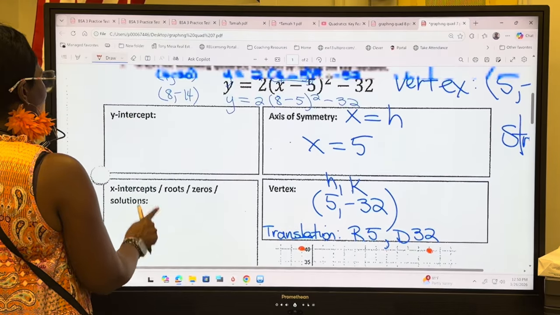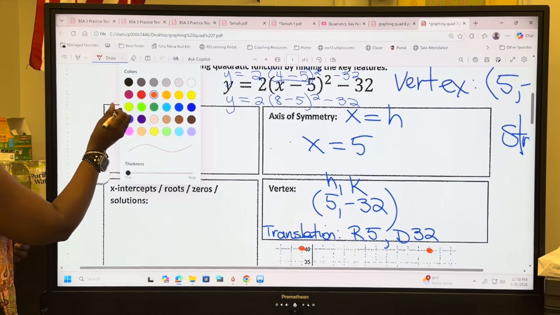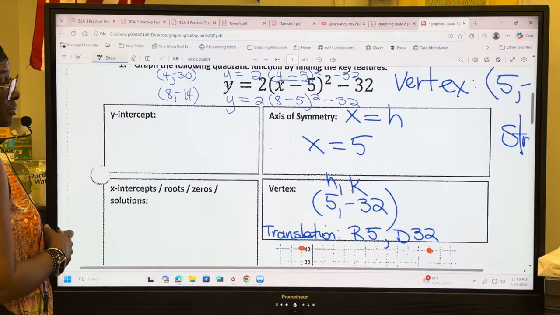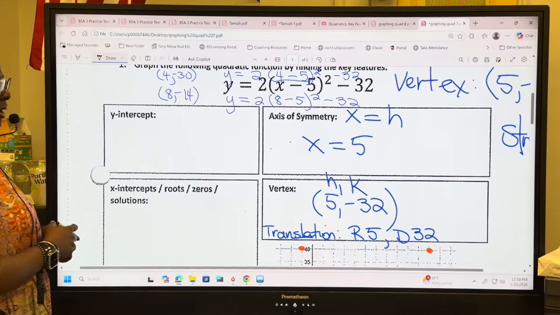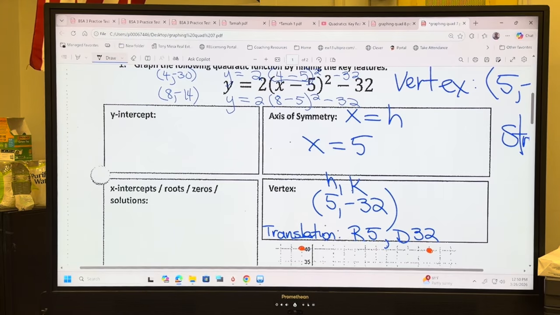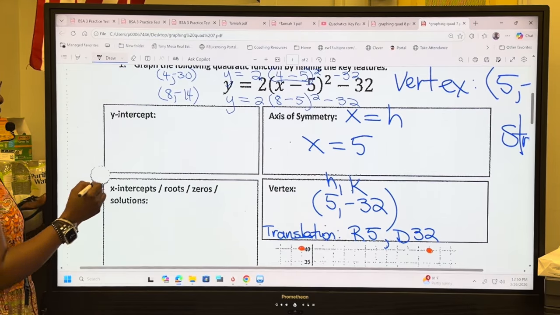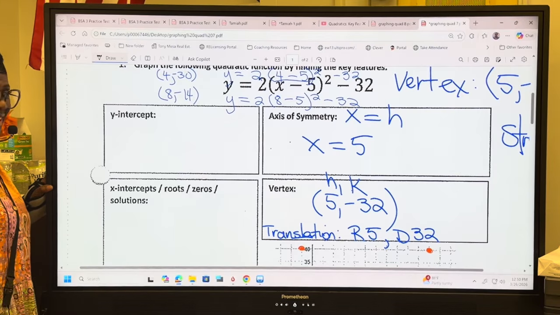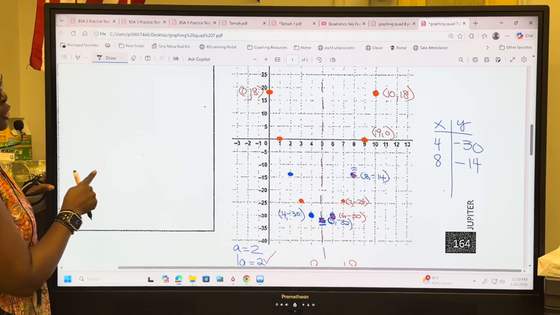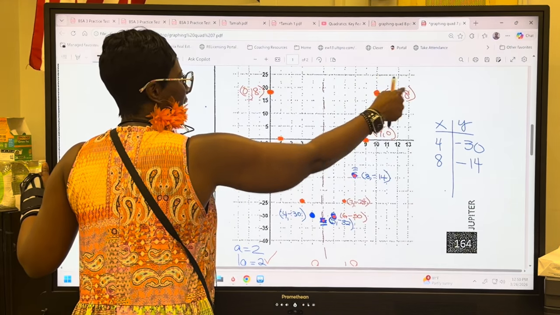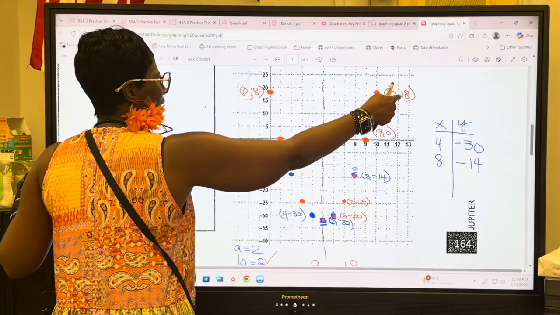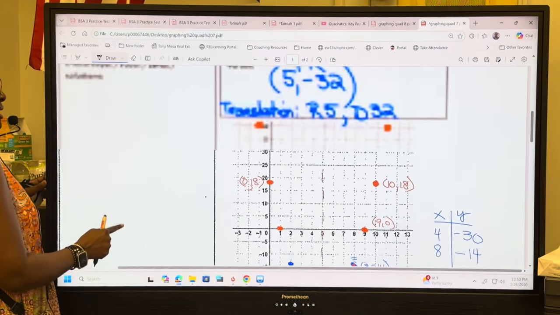So now, do we know our y-intercept? What's our y-intercept? Where did our parabola cross the y-axis? At 18. Give it to me as an ordered pair. 0, 18. No, you repeated it. 0, 18 is our y-intercept.